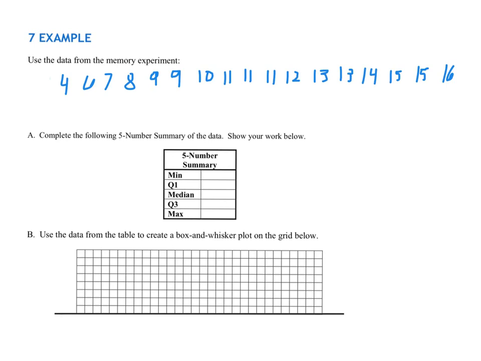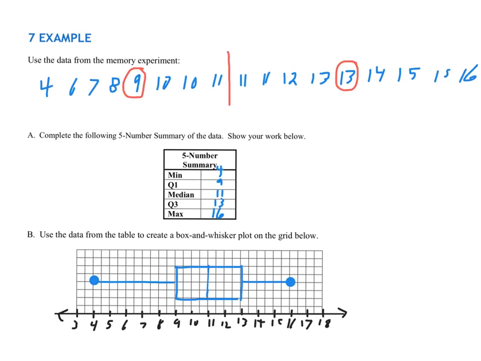All right, let me show you the results so you can compare what you did. We had a minimum of 4 and a maximum of 16. Quartile 1 is 9, quartile 3 is 13, and the median was 11. Here's my box and whisker plot. Now, depending on what your scale was, what you labeled your x-axis, yours might look a little different, but it should still be corresponding to those 5 numbers in the summary. So that's the key thing. You want to check those values.